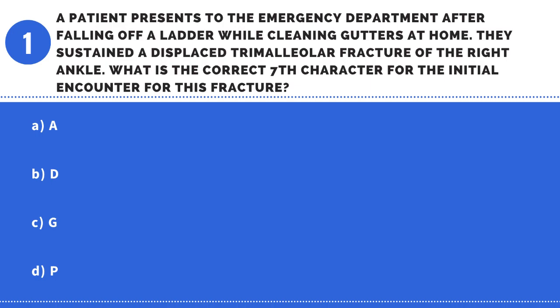Question 1. A patient presents to the emergency department after falling off a ladder while cleaning gutters at home. They sustained a displaced trimalleolar fracture of the right ankle. What is the correct seventh character for the initial encounter for this fracture?